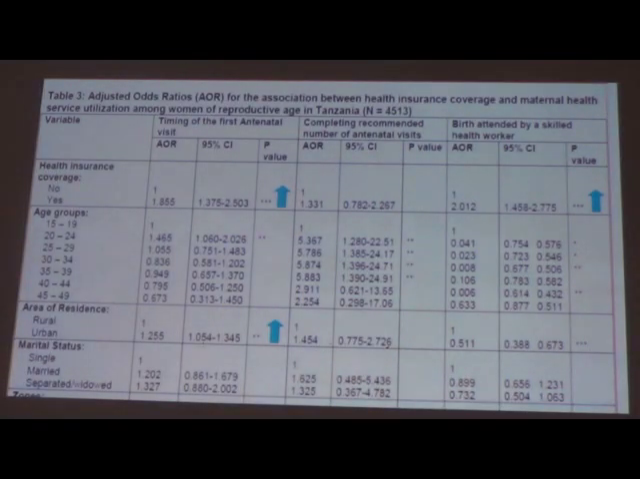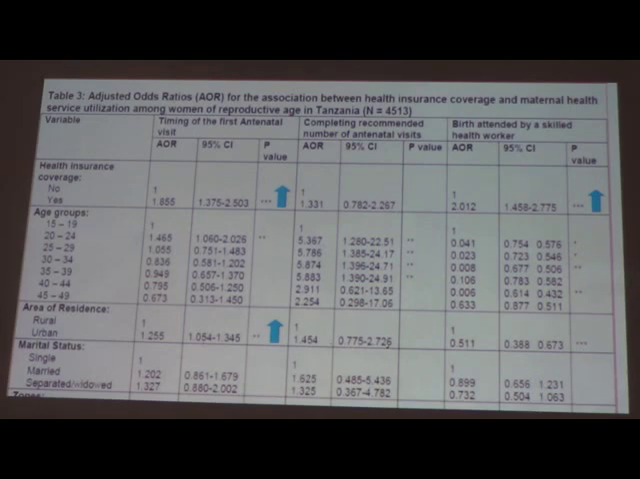So, results after constructing a model, we saw that having health insurance doubled the chances of a mother to time the first visit accordingly, and also increased the chances of a mother to deliver in a hospital. But there was no association when you look at attending the recommended number of antenatal visits. And we also looked at age, rural and urban.